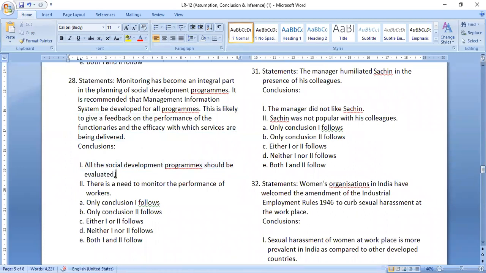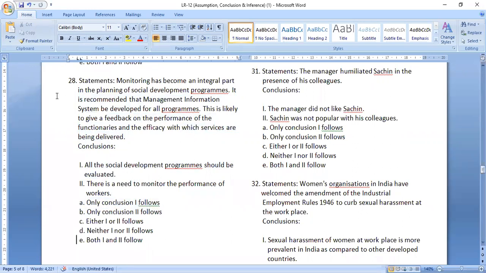Yeah, I think that definitely follows, right? There is a need to monitor the performance of workers. How about the performance of workers? Can we fit that into it is recommended that the management information system be developed for all programs, and this is likely to give a feedback on the performance of the functionaries, and the efficacy with which services are provided. So can we think of workers as the functionaries? So what's the answer? One is definitely true. So it's either A or E, right?